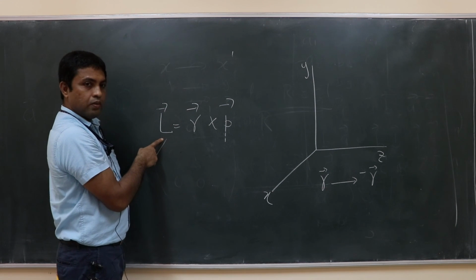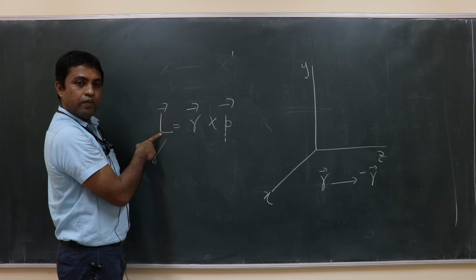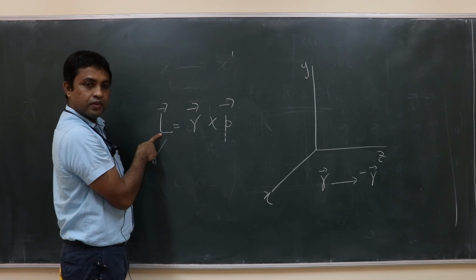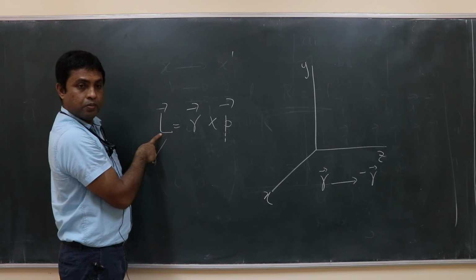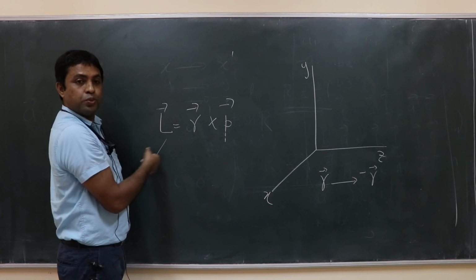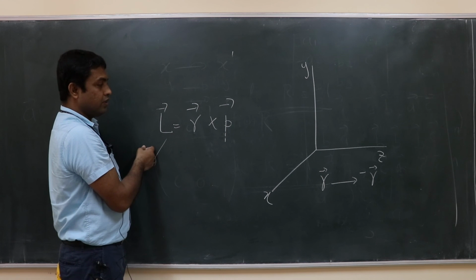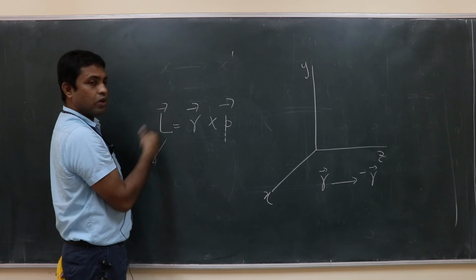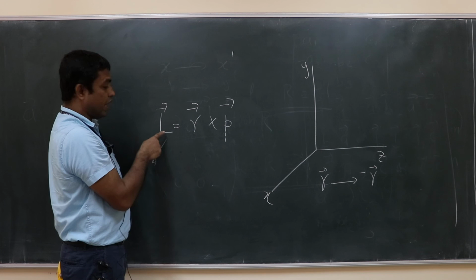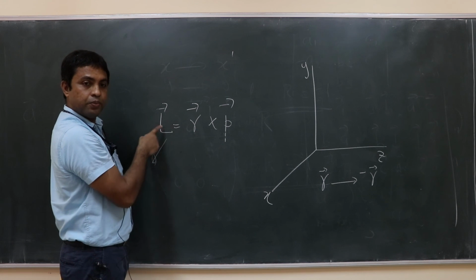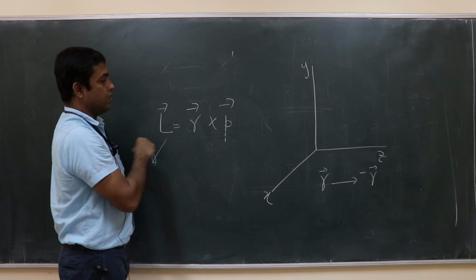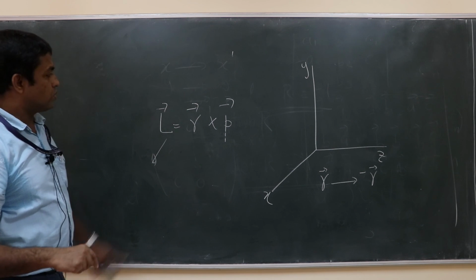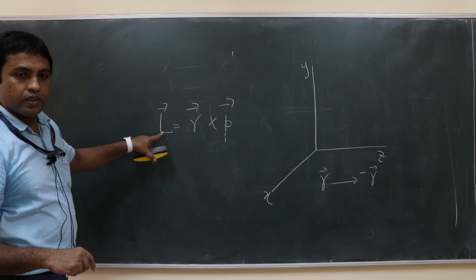But if L were a vector, what should happen to it? L also should go to minus L, right? But because this equation has to be satisfied, in the new coordinate frame also L is equal to R cross P. So L has to acquire another sign to become minus L, right? So then this L is a pseudo vector.